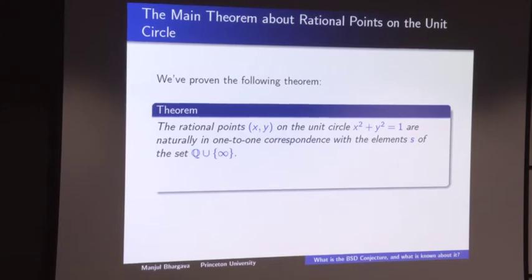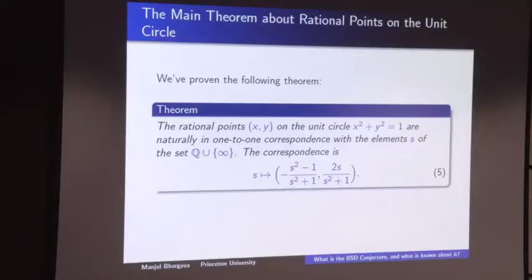Because if you don't include infinity, then you won't get the point (-1, 0). If you just take all the rational slopes from (-1, 0) and look at the second point of intersection, you won't get (-1, 0). But if you take the vertical line that goes through (-1, 0), then the other point of intersection is (-1, 0), because that's a double point. It intersects twice when the line is vertical. So that's why you've got to include infinity.